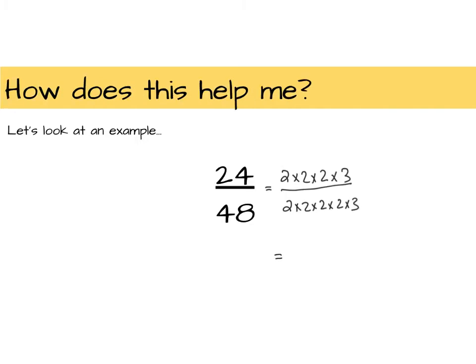I've taken the time to prime factorize these two parts of the equation, so let's have a look at what we have. Once we have them broken up like this, we can cancel out some of the numbers. A 2, a 2, a 2, a 2, a 2, a 2, and the 3's. So that leaves us with, we've canceled out all the factors up top, so that's a 1, and a 2 on the bottom, so that 24 over 48 is equal to 1/2.